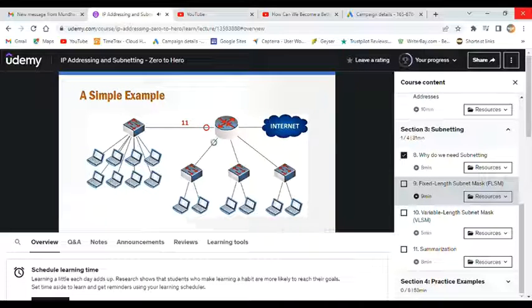For the other 3 networks, we need 2 IP addresses for the 2 laptops, plus 1 IP address for the router interface, plus 2 IP addresses for network ID and broadcast. In total, that's 5 IP addresses for all of these networks.